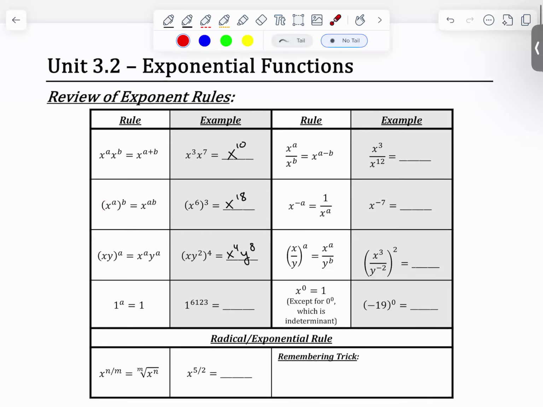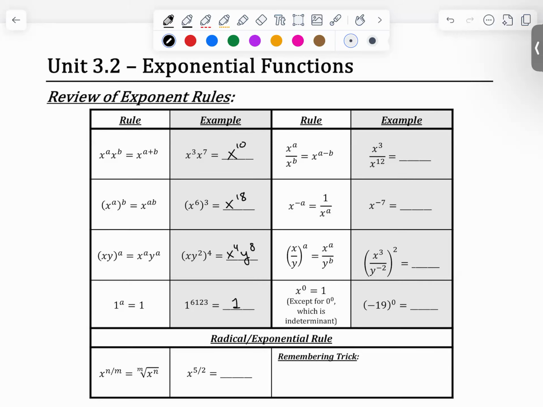And then another one that's useful is one to any number, whether it be an irrational number, a fraction, whatever it may be. One to any power is one. So one to the 6,123 is still just one.